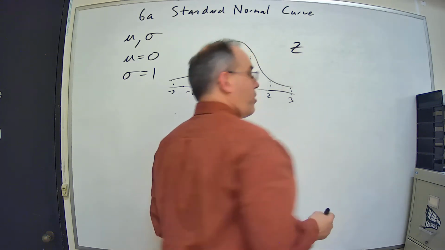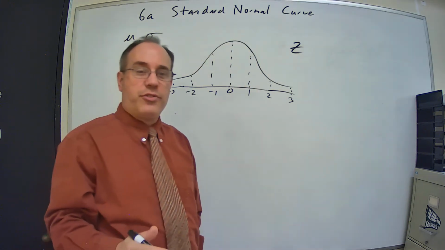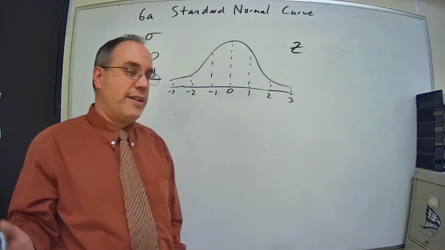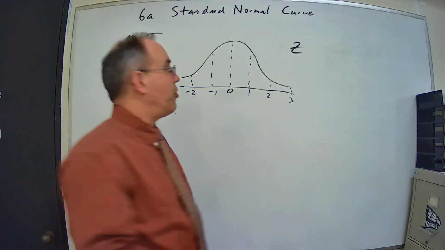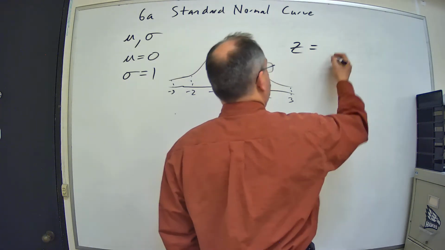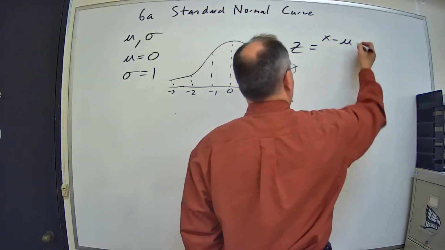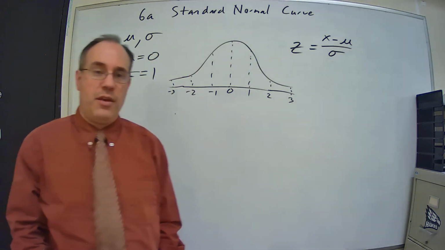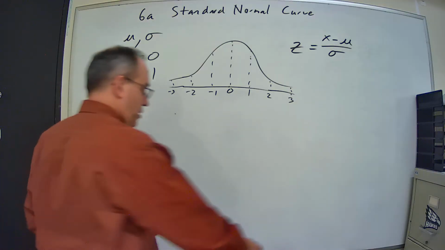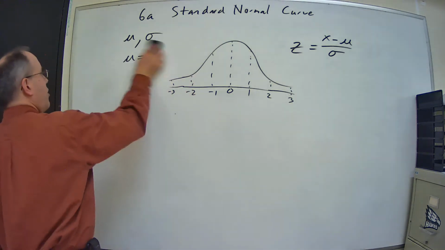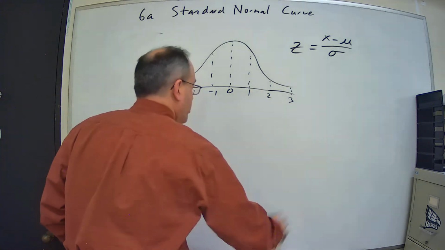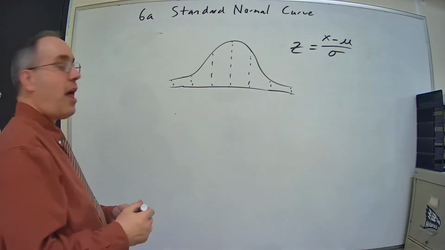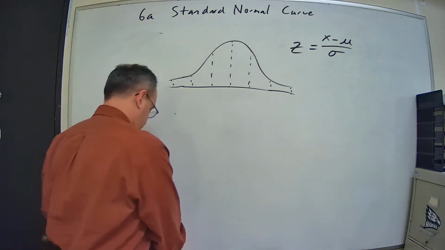So if you remember, when we talked about measures of position, we talked about the z-score or the standard score. Z was equal to x minus mu over sigma. And if we think about what that does, let's start out with a mean and a standard deviation. So I'm going to get rid of this. And apply this z-score.